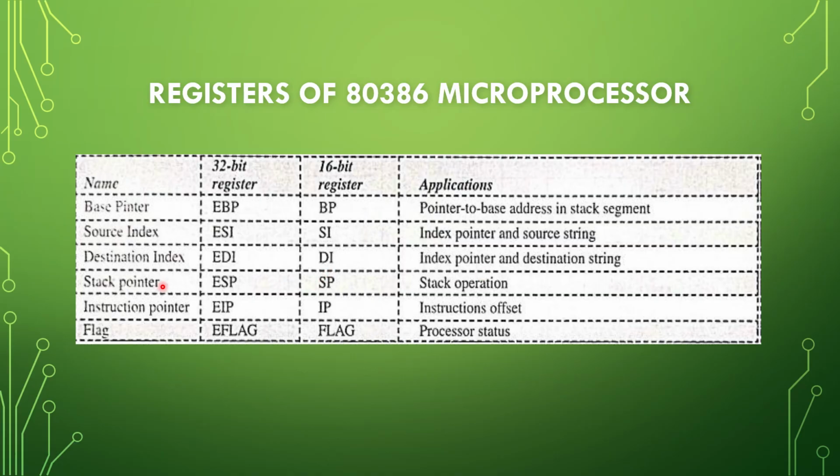The instruction pointer is the instruction offset, and the flag register indicates the processor status externally, to show the status, whether it executed a particular program or something like that. So these are the various registers of the 80386 microprocessor. I hope you have understood the concept of the various registers here. Thank you.